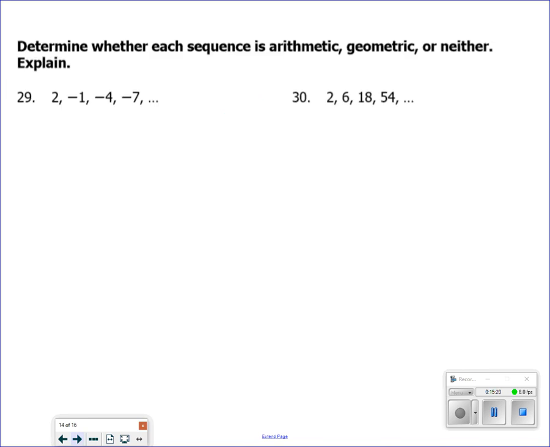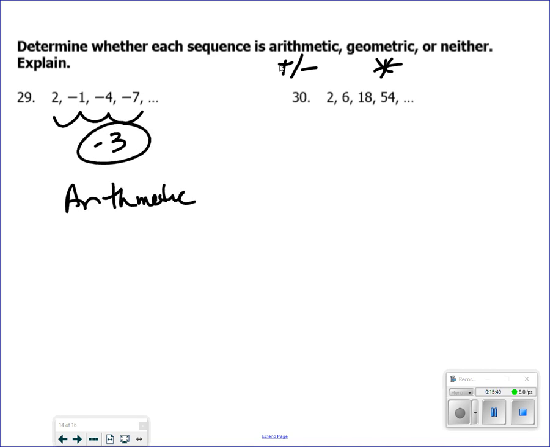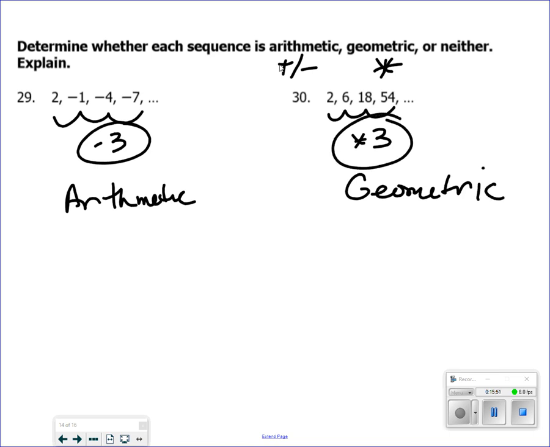Next, arithmetic versus geometric. If it's arithmetic, you're adding or subtracting the same number every time. If it's geometric, you're multiplying by the same number every time. So in this first one, it's minus 3, minus 3, minus 3. So that is arithmetic. And all you have to give for a reason is the fact that you're subtracting 3 each time. Next one, multiplying by 3 each time. Again, the only reason you need to give is that it's multiplying by 3 each time.